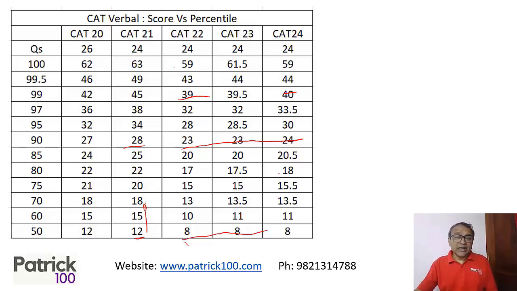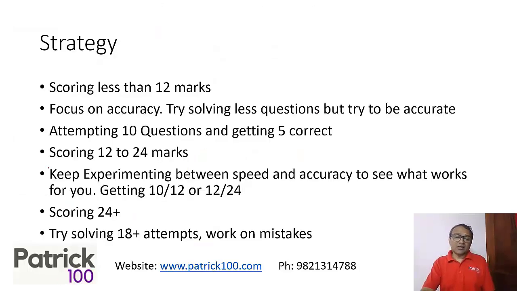Technically, I need 18 marks to get 80 percentile. So if I need 18 marks, then look at different strategy and so on. So if you're scoring less than 12 or less than 15 marks, my suggestion is focus on accuracy. Try solving lesser questions, but try to get them accurate. Maybe you attempt 10 questions and just get 5 correct. That will help you cross the marks.